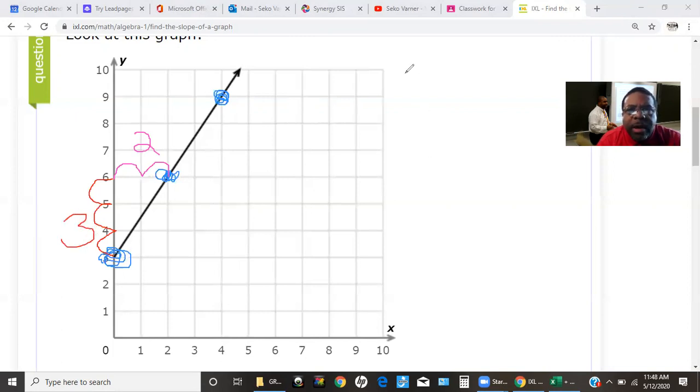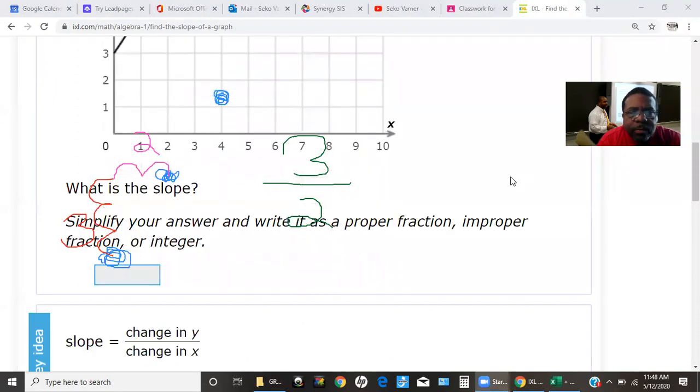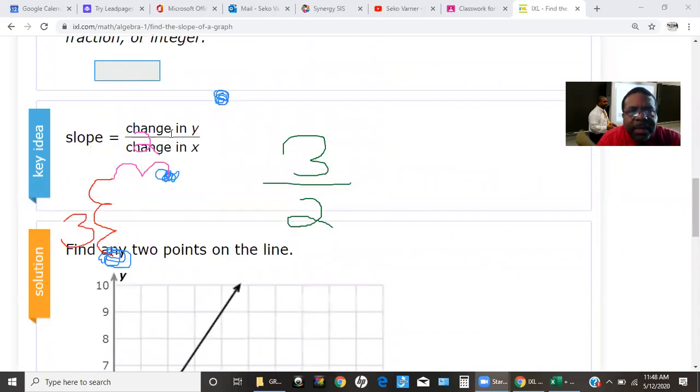So the fraction or the slope that we're going to have here is going to be 3 over 2. Now you may notice that's a positive 3. I could put a positive sign here, but I don't need to. So it went up 3, it went over 2. So the slope of the line that we have here is going to be 3 over 2. And let's check it. So slope is changing y over changing x.